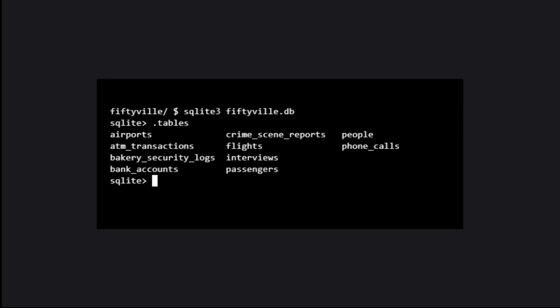Finally, we applied our skills in the 50ville problem set. Using SQL, we analyzed tables like crime scene reports, flights, and people to solve a mystery. We figured out who stole the CS50 duck, where they went, and who helped them. It was a great exercise in using select, join, and group.